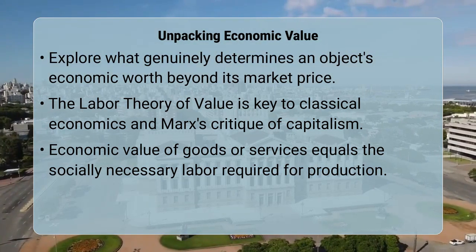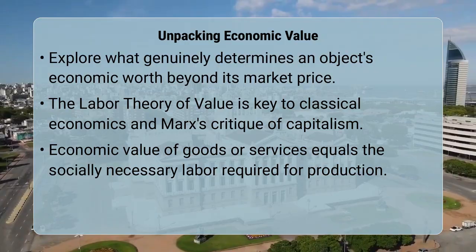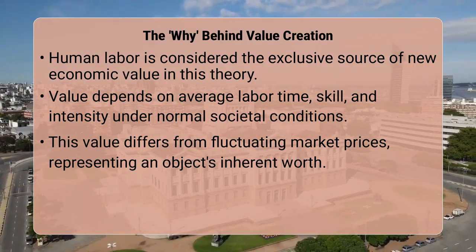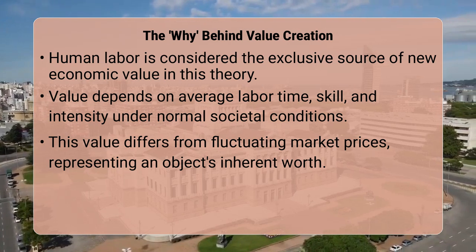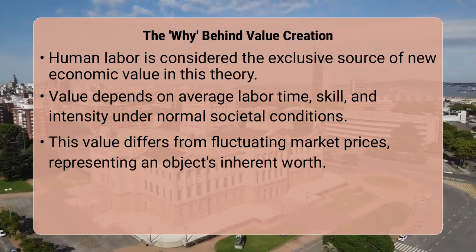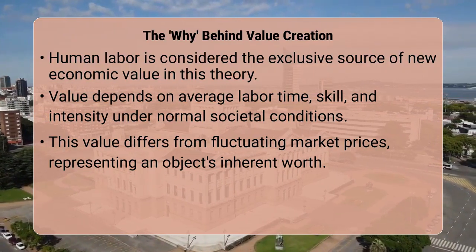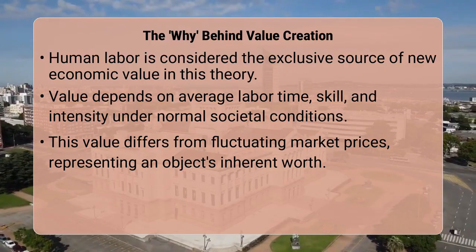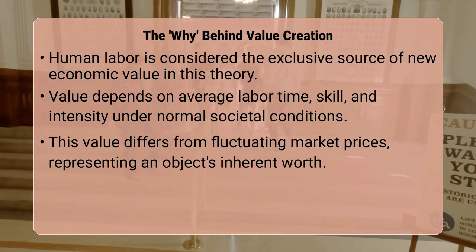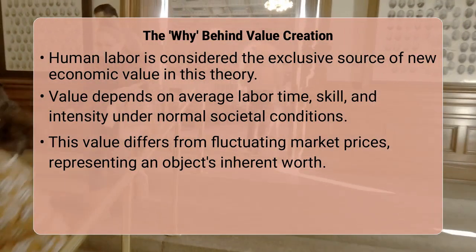When we say socially necessary labor time, we are referring to the average amount of labor time that is required to produce a commodity under normal conditions of production and with the average degree of skill and intensity prevalent in society. It is not about the effort of an individual worker, but rather the collective, average human exertion. This differentiates value from market price, which can fluctuate due to supply and demand, tastes, or other factors.